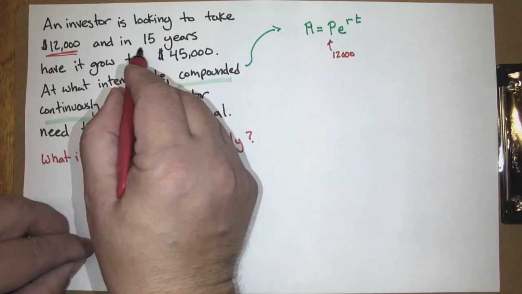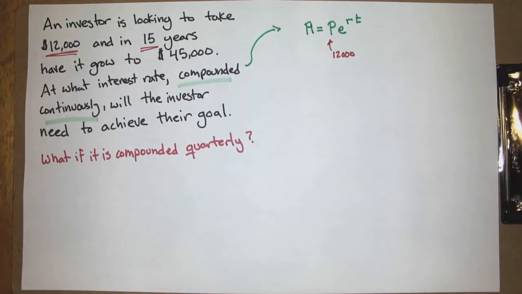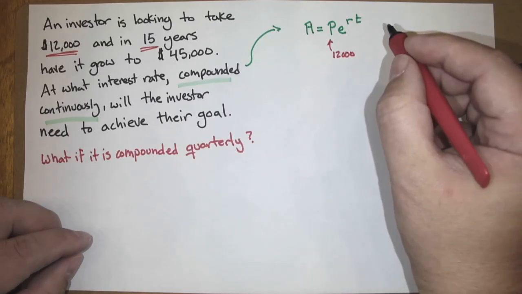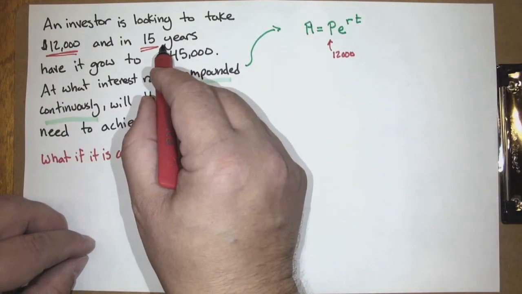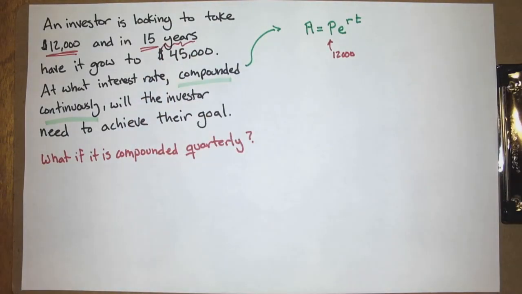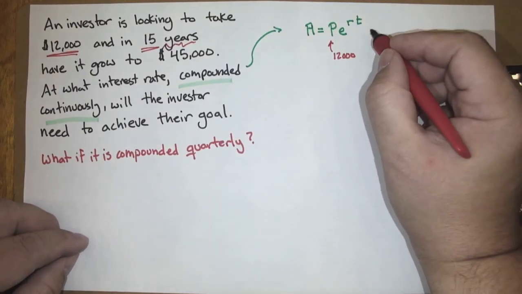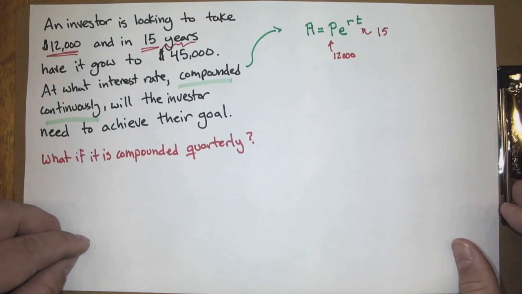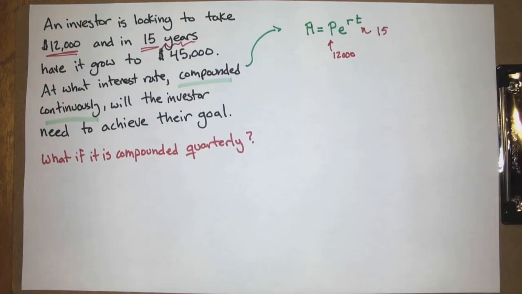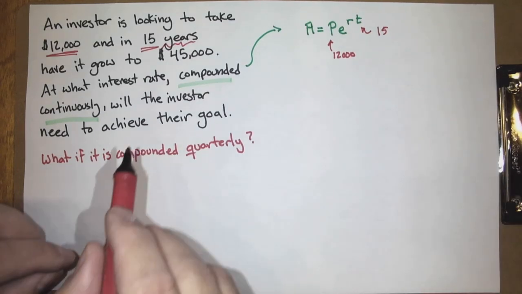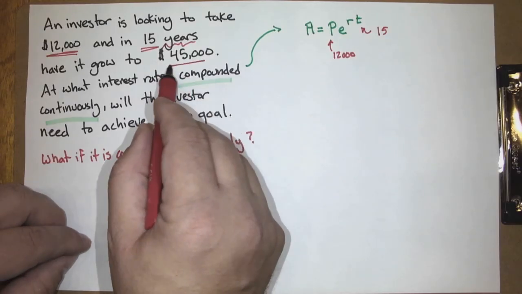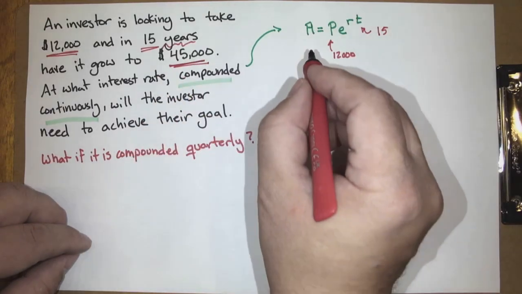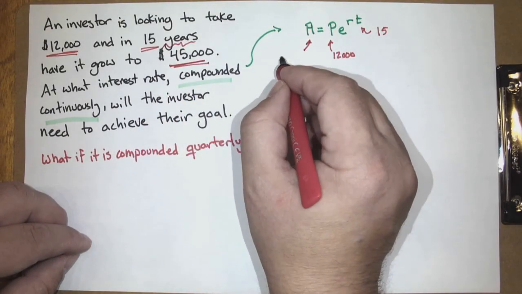Okay, and here's another number, 15. Where does that fit in? T. That's our time. Pay attention to how they're measuring time. Sometimes they'll say years or months or weeks, but this time it's years, and everything for us is cued off of years. So t is 15. And have it grow to $45,000. What's the 45,000? It's A. That's your future amount.